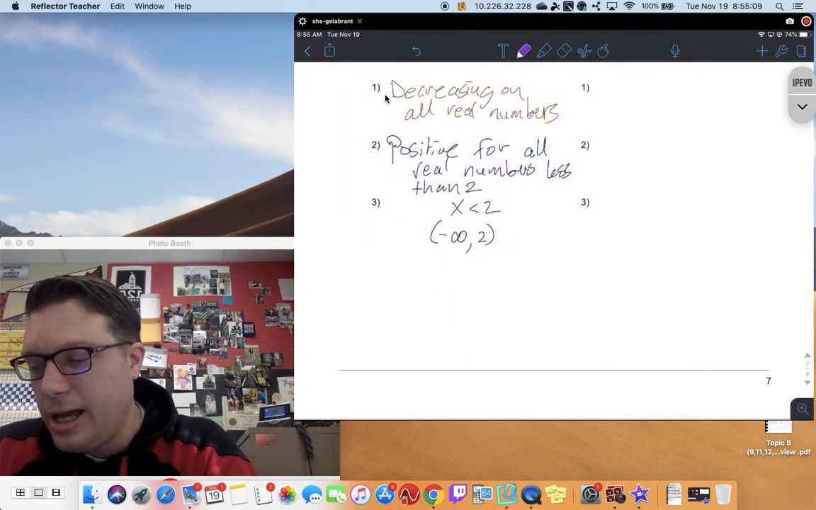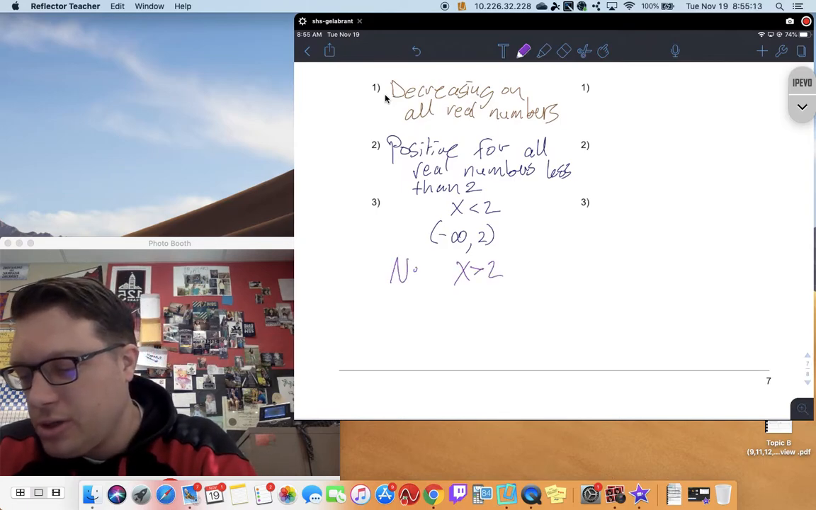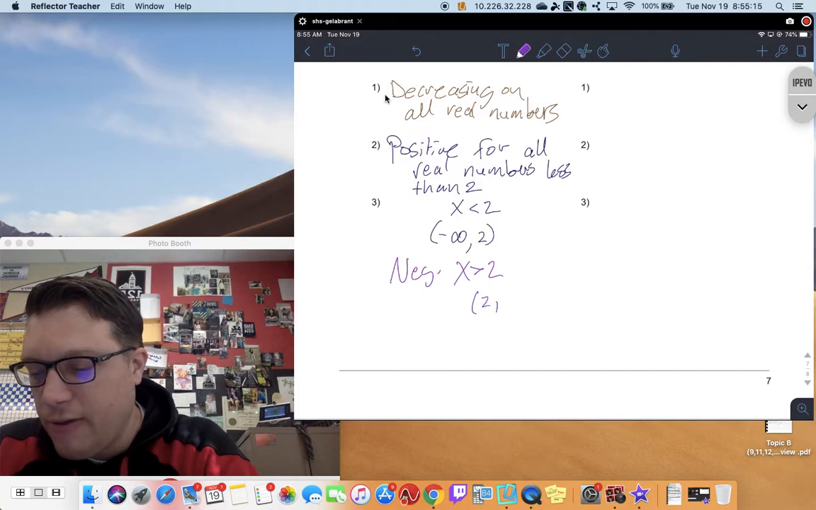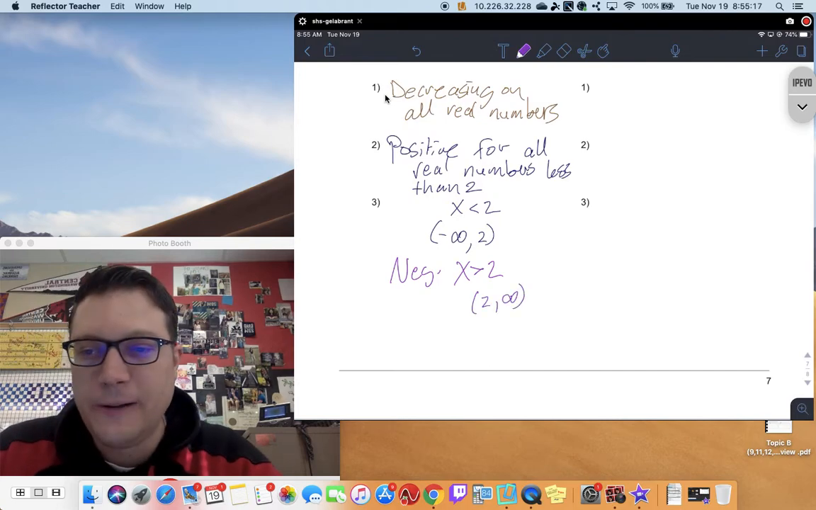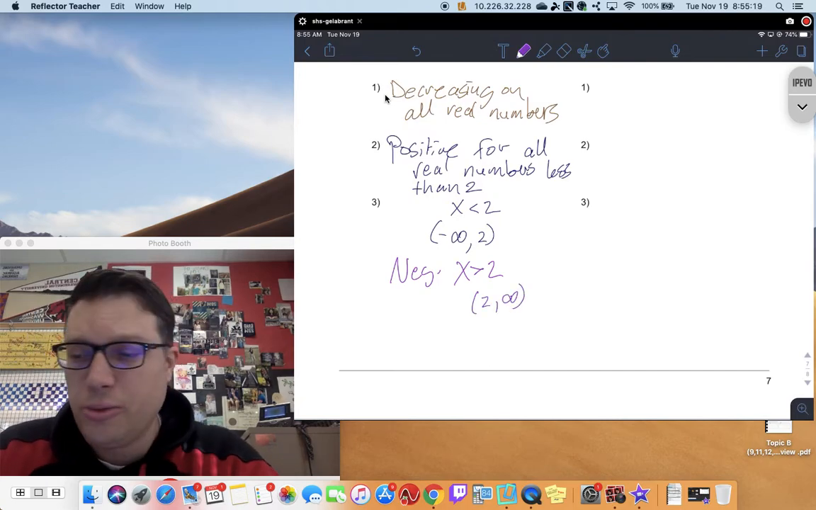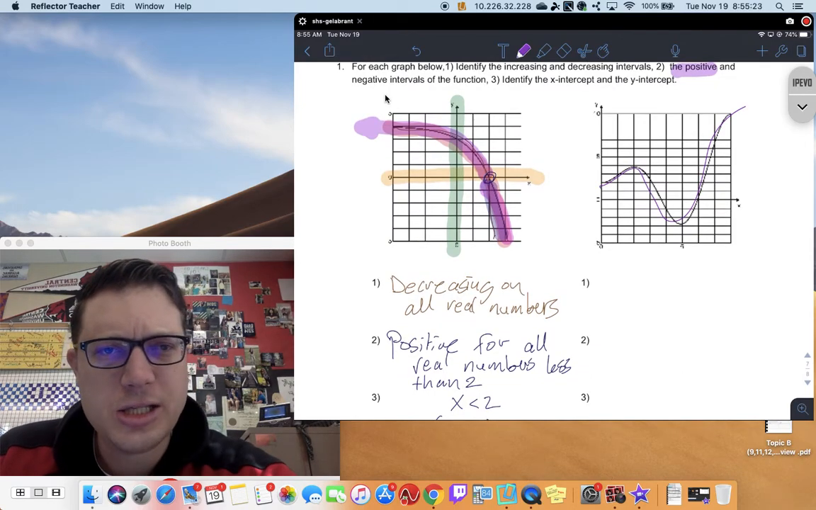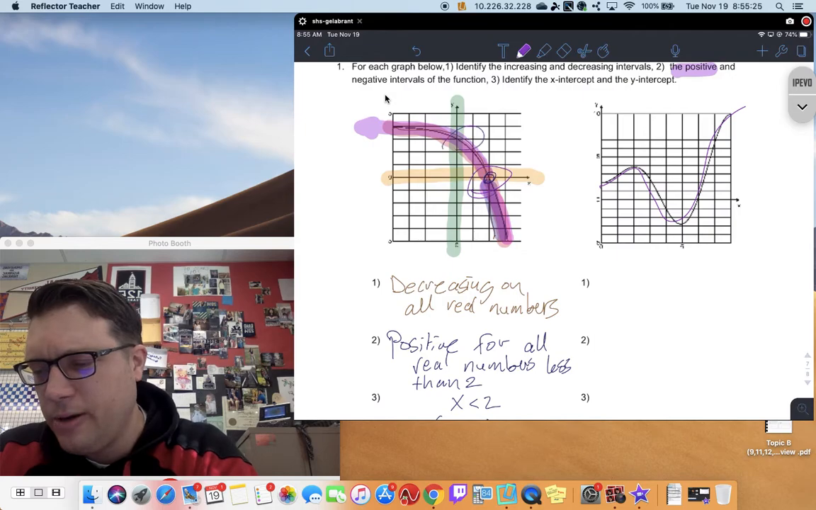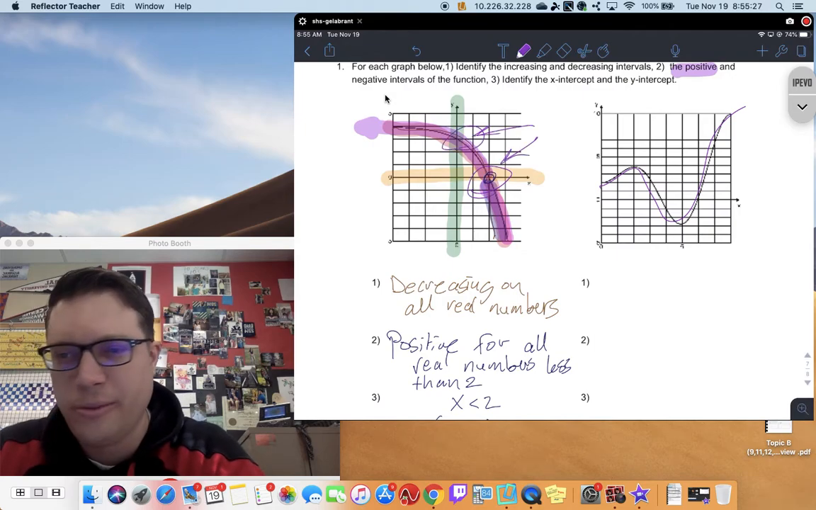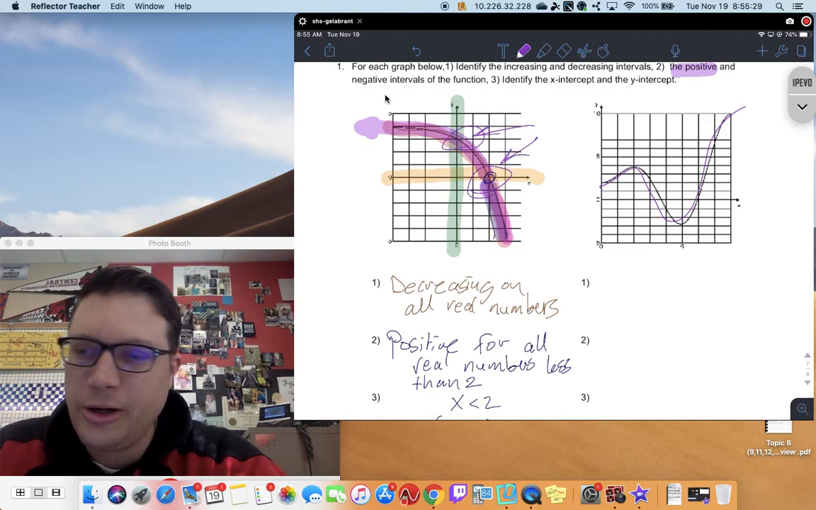Where the function's negative is everywhere else. So for x greater than 2, the function's negative. Or you could say from 2 to positive infinity. Same question for the next function. Okay, x and y intercepts. We've already talked about that, but you need to list them as an ordered pair or just as a number, so you need to figure that part out.